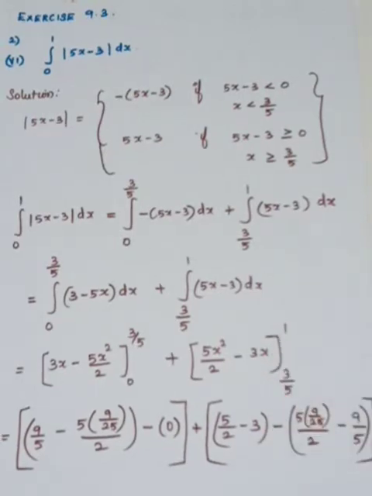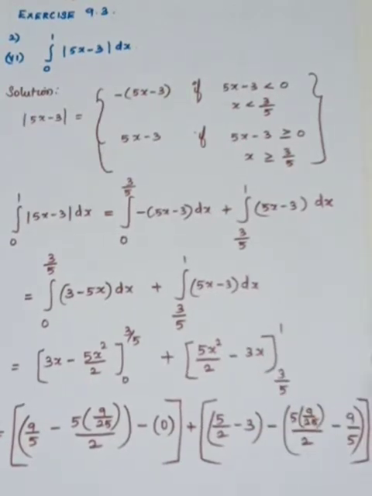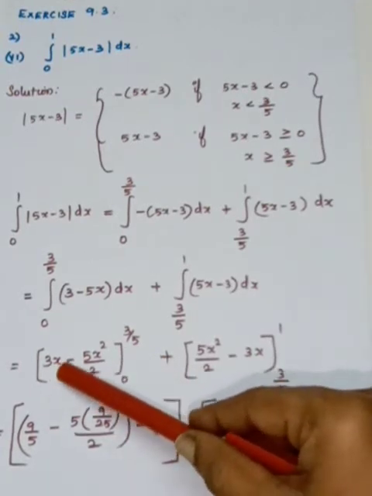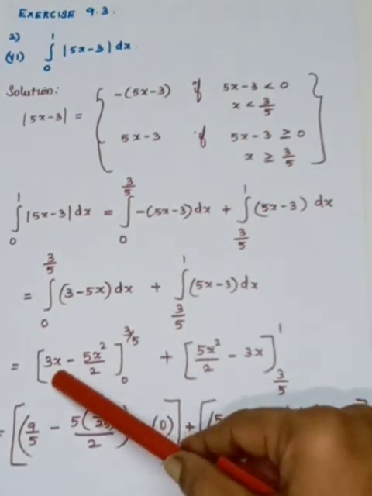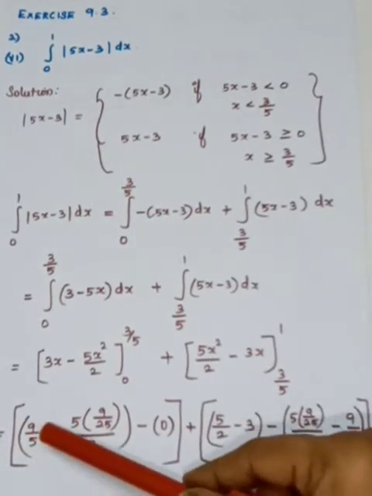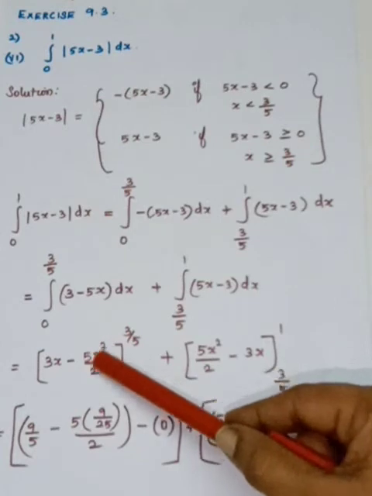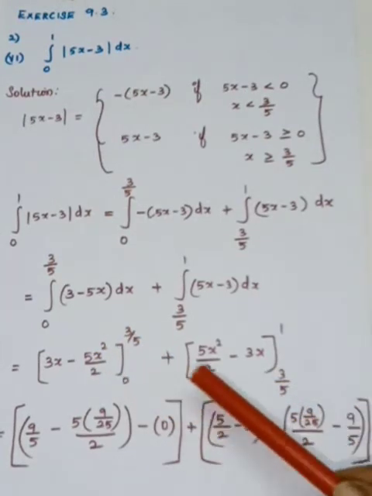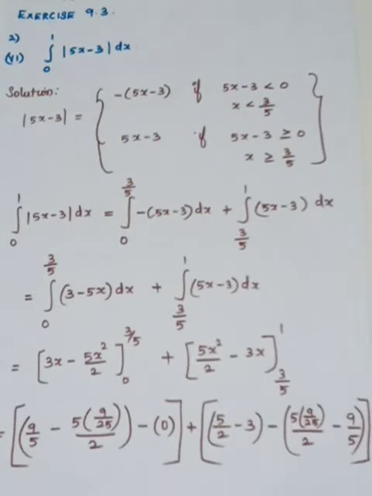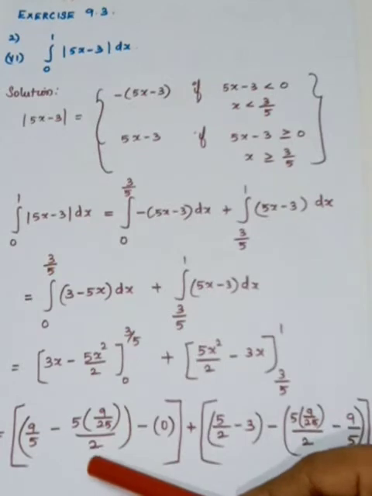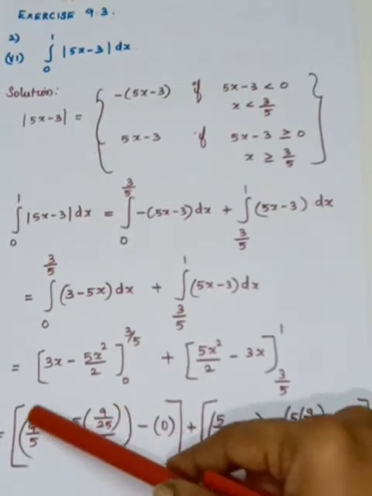So first what you have to do, you have to apply the upper limit. So what is the upper limit here? It is 3 by 5. So wherever you are having x, you have to apply 3 by 5. So 3 into 3 by 5, that is 9 by 5. Minus 5 into, in the place of x, you have to apply 3 by 5. Here you are having x squared. So 3 by 5 the whole squared. 3 by 5 the whole squared is 9 by 25 divided by 2. So upper limit is over.